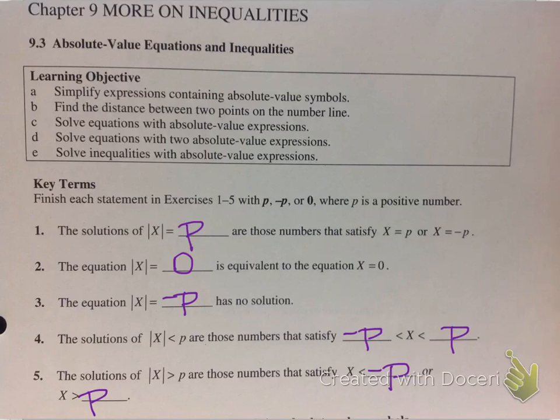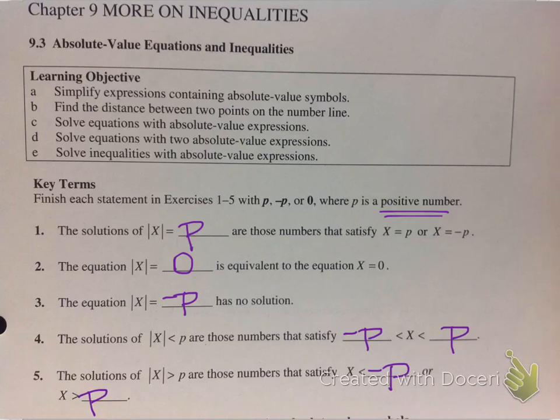Now let's look at absolute value equations and inequalities. Our key terms are just looking at different scenarios for when you're dealing with absolute value. If the absolute value of x equals p, and they're telling us that p is a positive number, so we have the positive, we have the negative, and we have 0, then either p or negative p are going to be solutions.